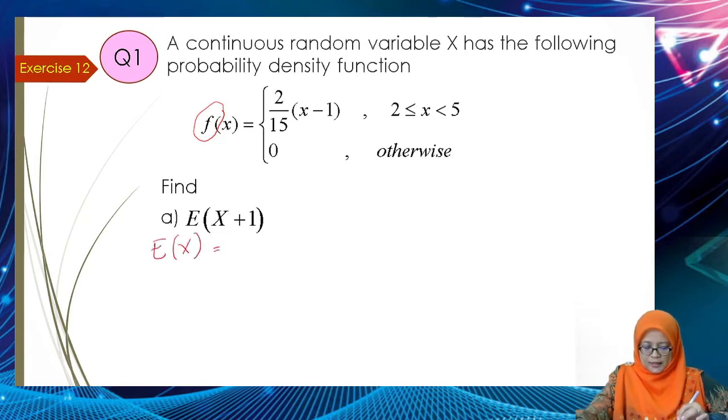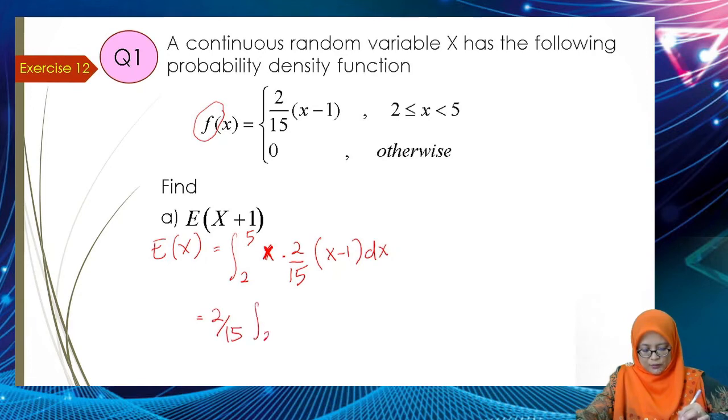Okay, so kita ada 2 over 15. 2 over 15 is a constant, so integrate ataupun kita darab je lah dulu. So 2 to 5. So kita punya expectation X, so ini darab X dulu. So ini punya function 2 over 15 X minus 1 dx. 2 over 15 is a constant, so you akan integrate 2 to 5. Okay, so function X square minus X dx.